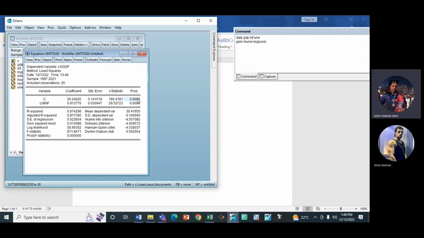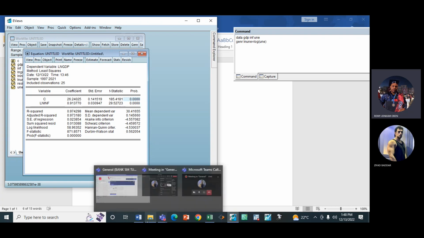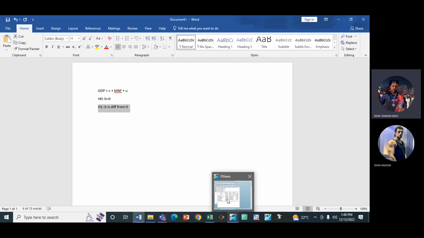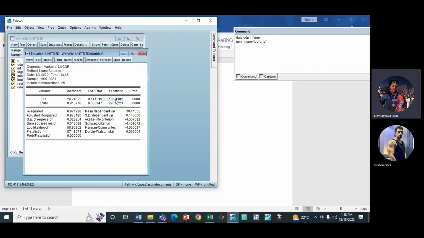Probability value is less than 5%. Of course, we can use 1, 5, 10%, but let's focus on 5. So if it is less than 5%, we can reject the null. So you have to be careful. If you're using the t-statistic, your t-statistic should be greater than the critical value. If we want to know the critical value, we are supposed to look at the t distribution, but because we don't have the t distribution, that's why we use the rule of thumb. The rule of thumb tells us that the critical value is 2.